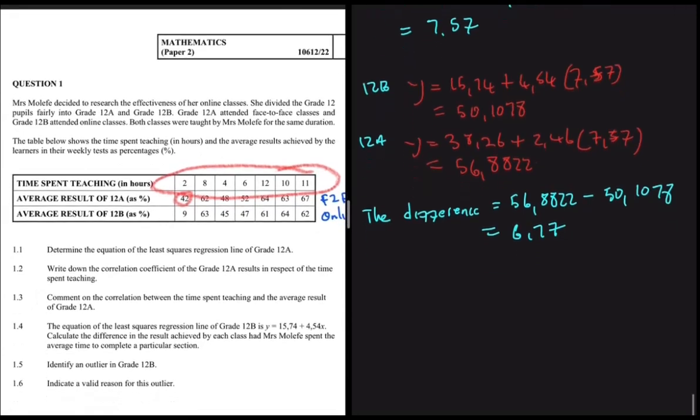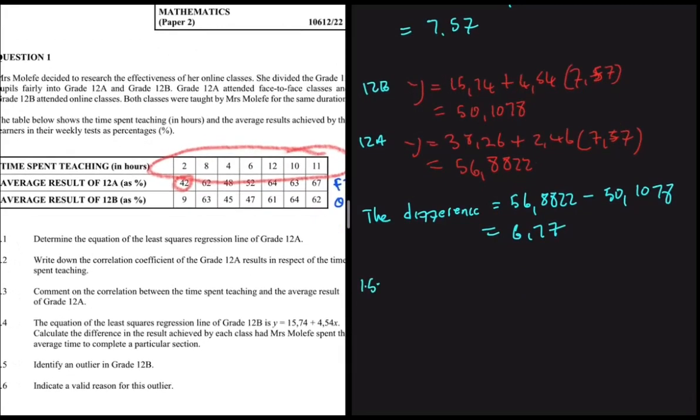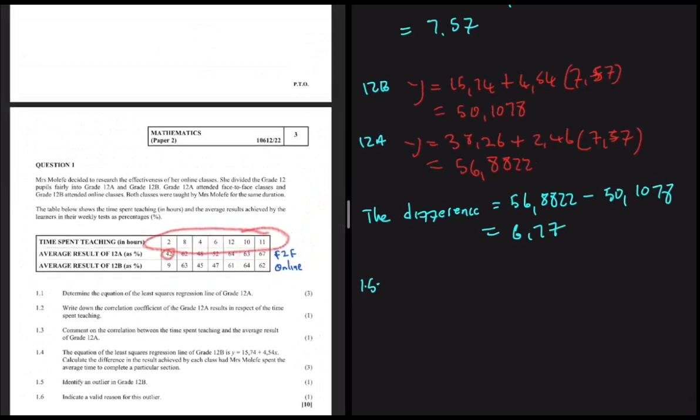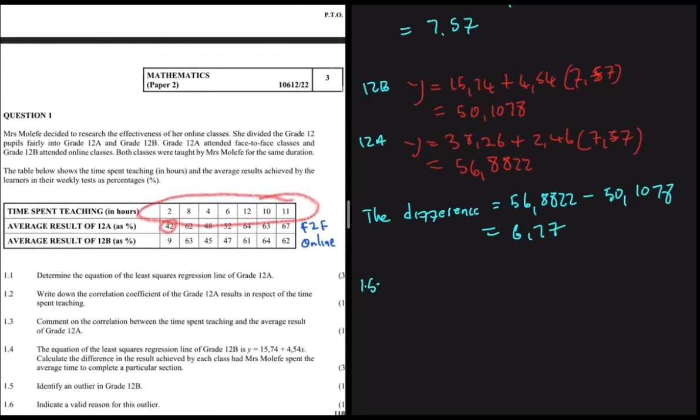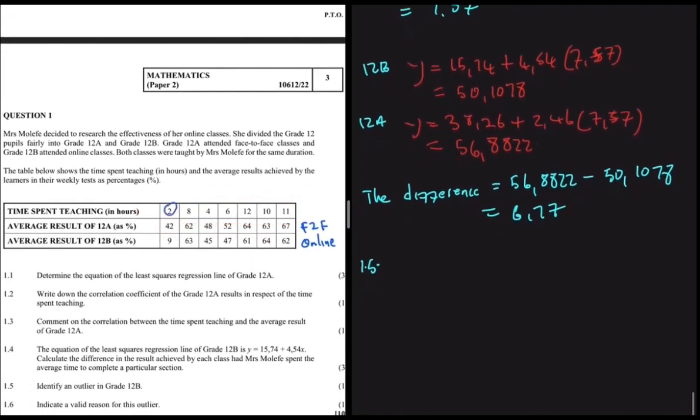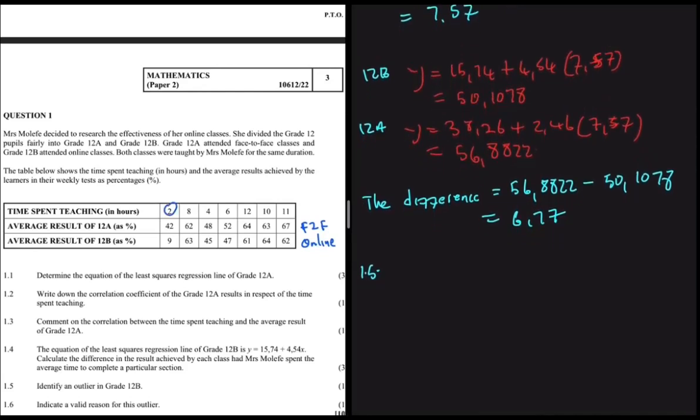Now let's do 1.5. So 1.5 here is saying let's identify an outlier in grade 12B. So let's go to grade 12B and see if we can find an outlier. For 2 hours spent teaching, the average result is 9%. For 4 hours, the average result is 45. For 6 hours, 47. For 8 hours, 63. For 12, we have 61. For 10, we have 64. And for 11, we have 62.